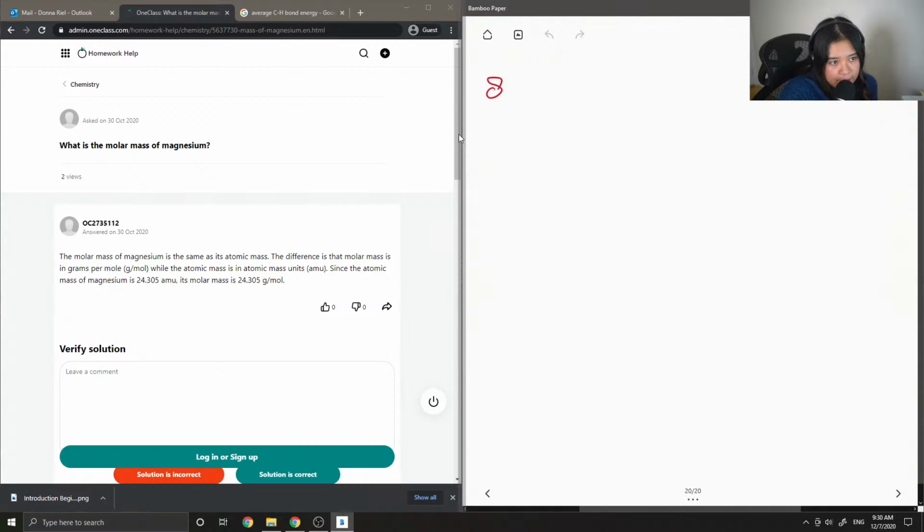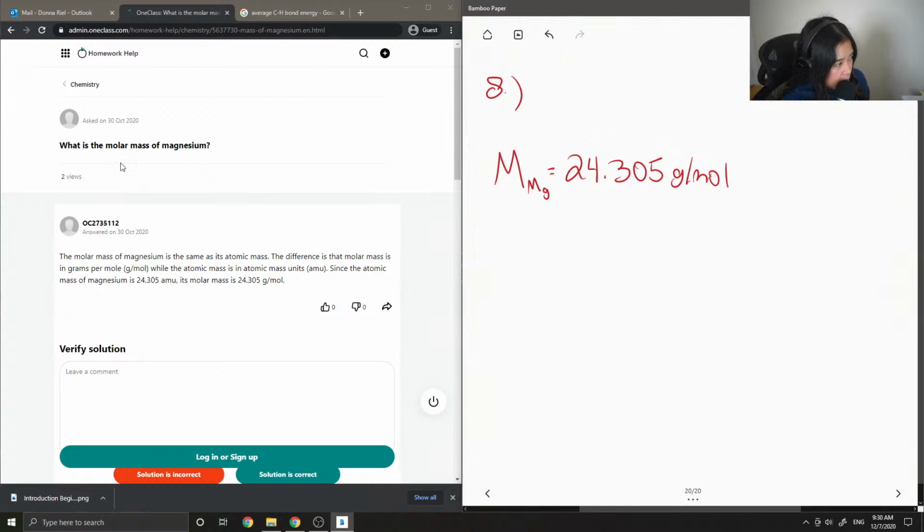Okay, so 8 just asks for the molar mass of magnesium. So this is just a single element that can be found on the periodic table. And it's equal to 24.305 grams per mole.